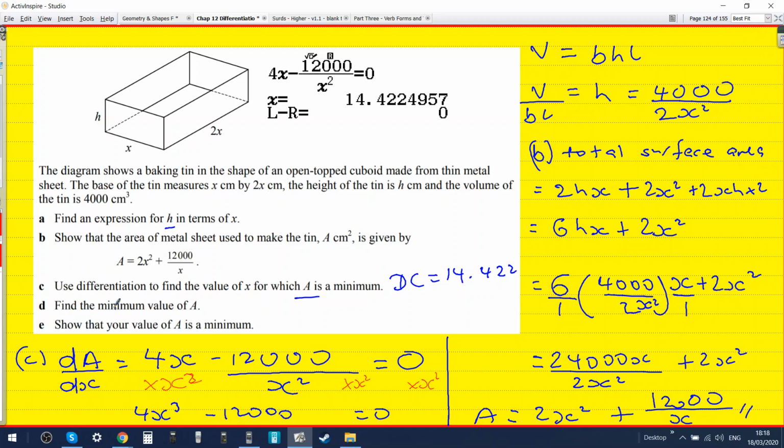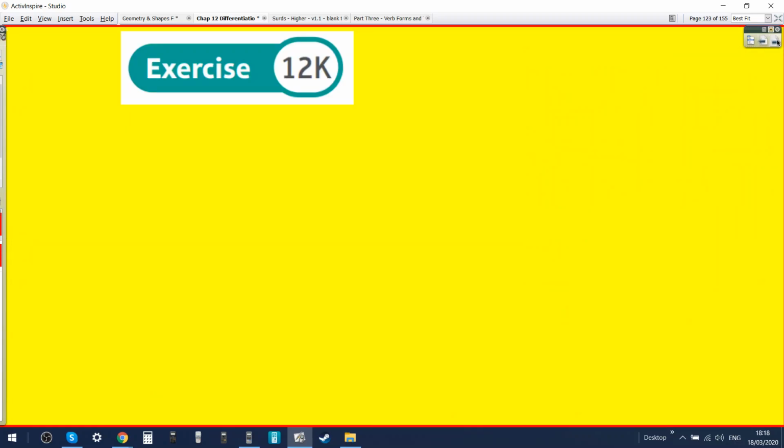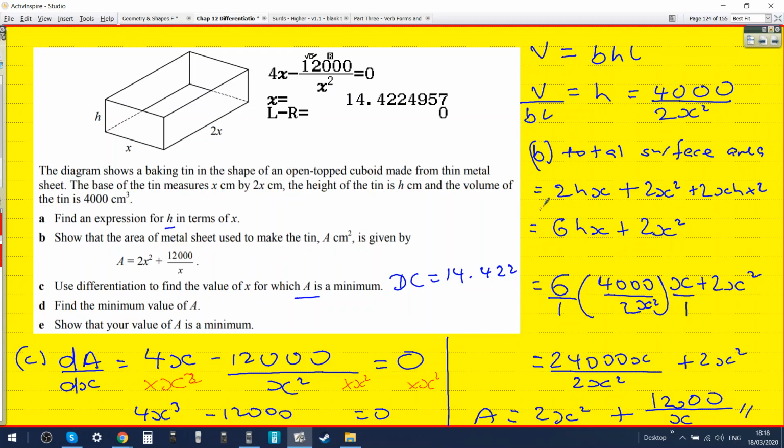Difficult one. They say find the minimum area. We said that the area was 6hx plus 2x squared. Wonderful. dA by d, oh, hold on. I can't do dA by dx because it's got an h. I can't do dA by dh because it's got an x. It has a mixture of h and x, and so I can't differentiate it.